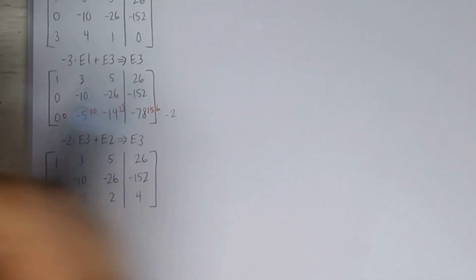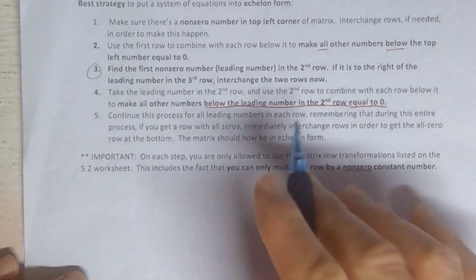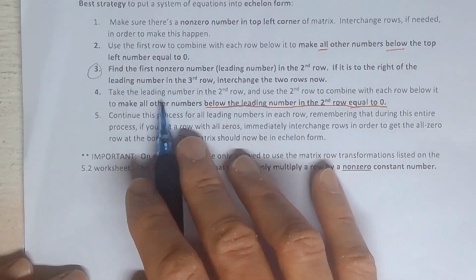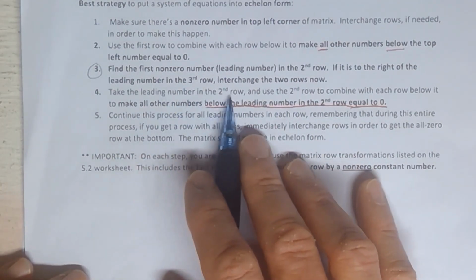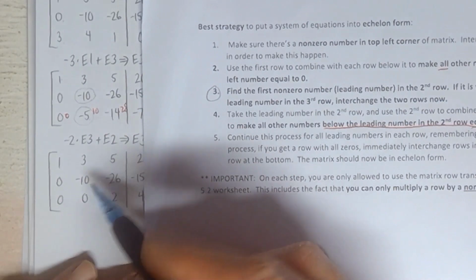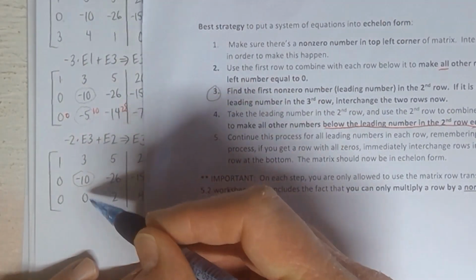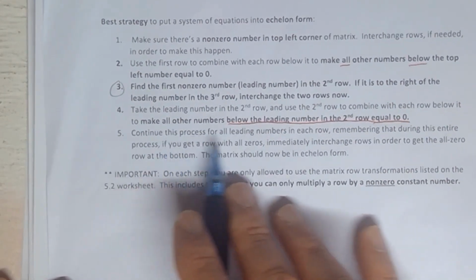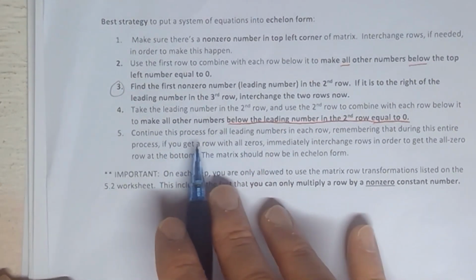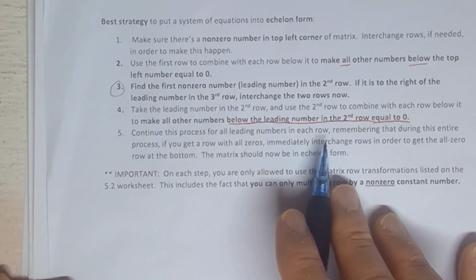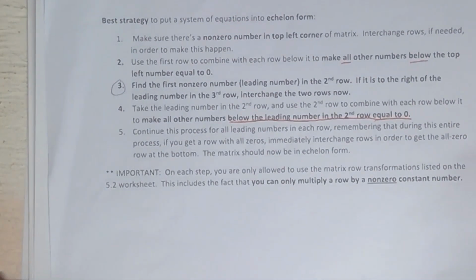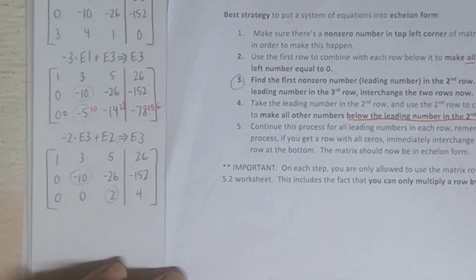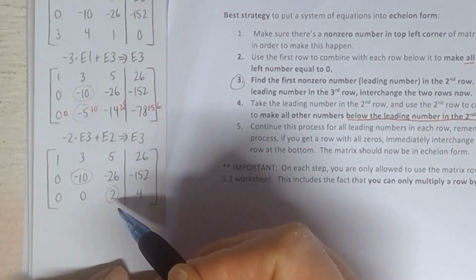So step 4 is now done here because we needed to get the numbers underneath that -10 number, which was the leading number in the second row, equal to 0. We did that. It says continue this process. Last step, continue this process for all leading numbers in each row. So now we go to the third row, right? The leading number in that row is 2, isn't it? In other words, it's the first non-zero number.